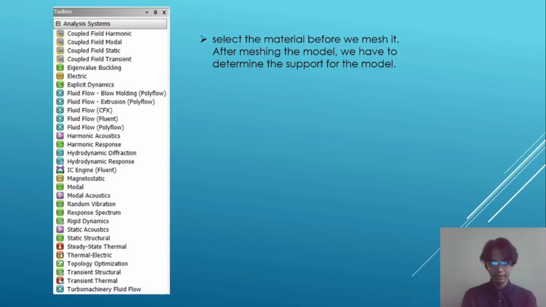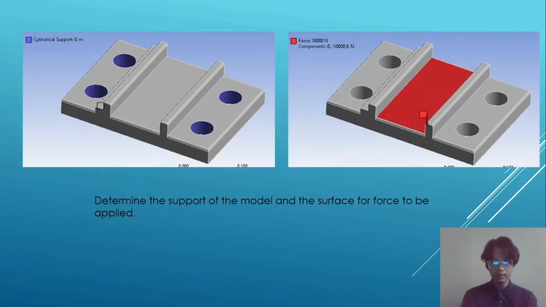Okay, next we talk about the method that we use in ANSYS. First, we select the static structural, and then we select the material before we mesh it. After meshing, we have to determine the support for the model. On the left is the cylindrical support, and on the right is the force that we have to apply onto the model.